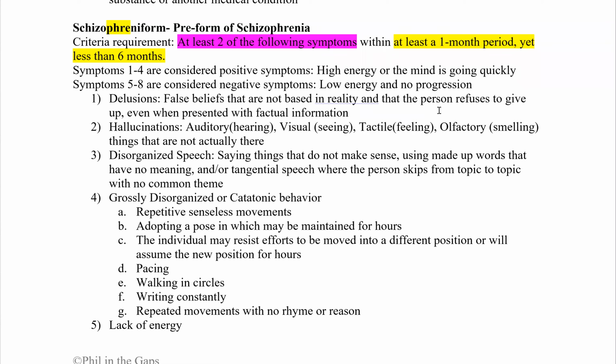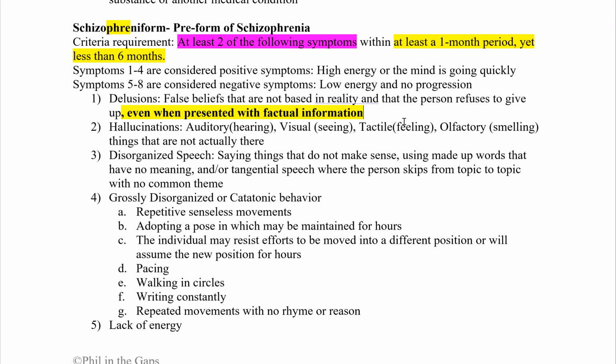Delusions: false beliefs that are not based in reality, and the person refuses to give them up, even when presented with factual information. Again, key emphasis on even when presented with factual information. You can believe something, and if somebody presents you information, you often change your opinion. But if someone's delusional, they may not believe that what you're saying is true, or they may feel like you're in on the ploy and that you're kind of an enemy to their situation. They may experience hallucinations: auditory, visual, tactile, or olfactory, hearing, seeing, feeling, or smelling things that are not actually there and that other people cannot experience.